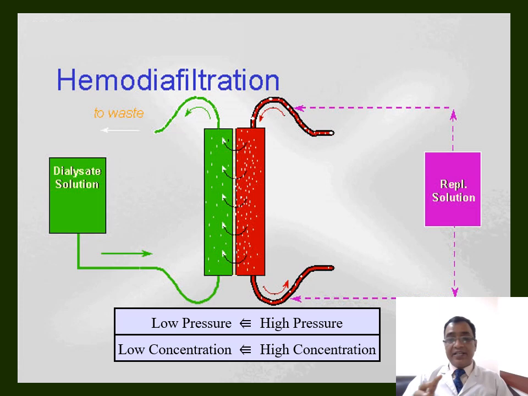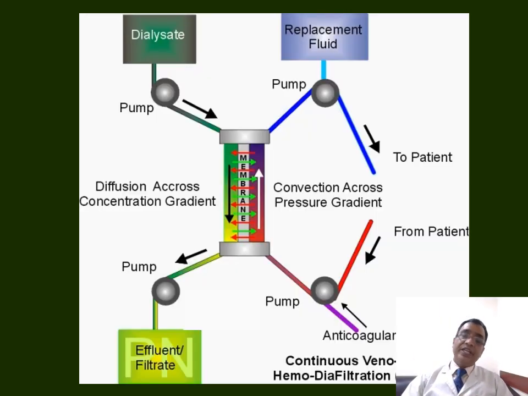So both the things are happening here, convection as well as diffusion. Convection from high pressure to low pressure is responsible for the ultrafiltration, and we are replacing an equal amount of fluid, that is hemofiltration. And movement of the solute from high concentration to low concentration, diffusion, is happening, and dialysis is also happening. That's why it is called hemodiafiltration. The ray diagram of this continuous veno-venous hemodiafiltration, what we commonly use as CVVHDF.